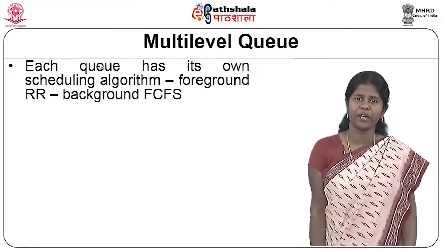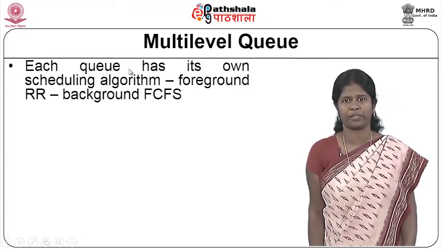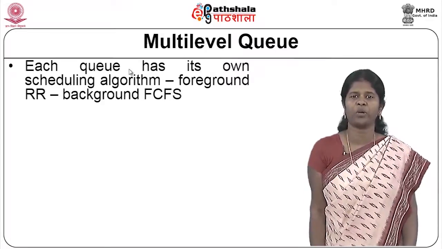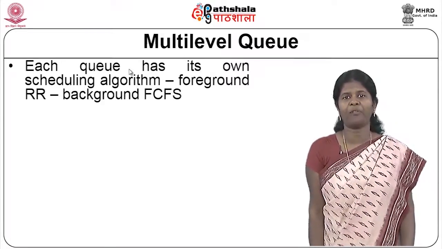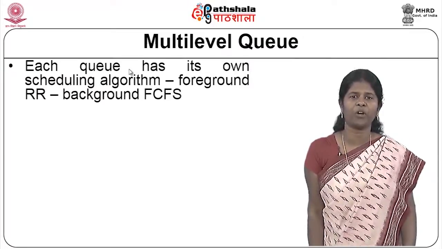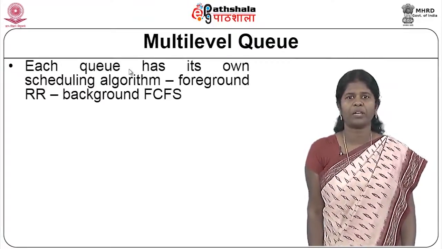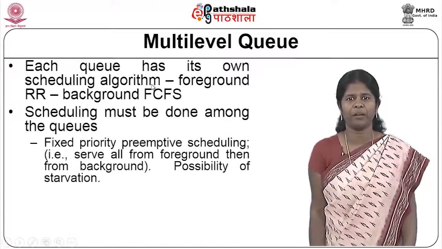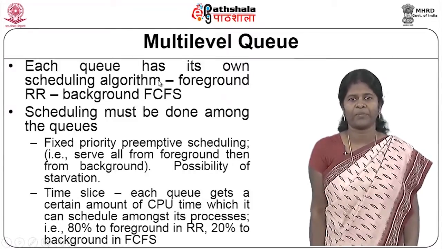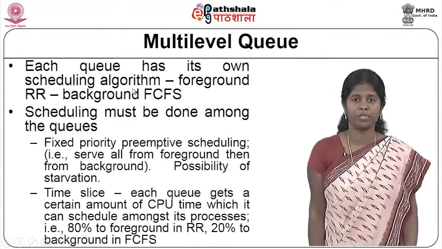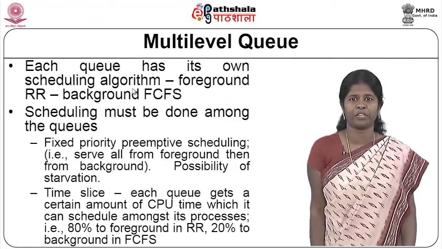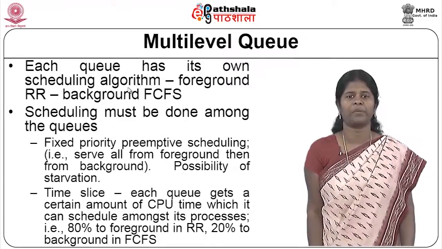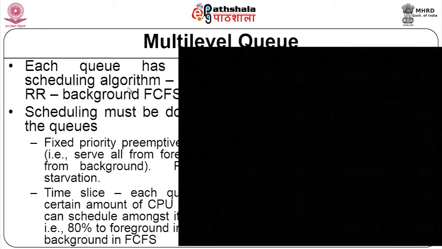Each queue here can be given a different scheduling algorithm. It's not necessary that only one particular scheduling algorithm should be followed. Say the foreground process queue can be given a round robin scheduling algorithm, and the background process queue can be given an FCFS scheduling algorithm. And here it is also possible to schedule between the different queues. When there are multiple queues, which of the queues should be given priority? Such scheduling can also be done.